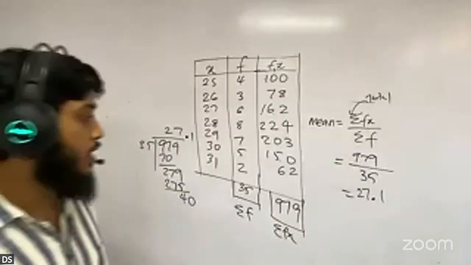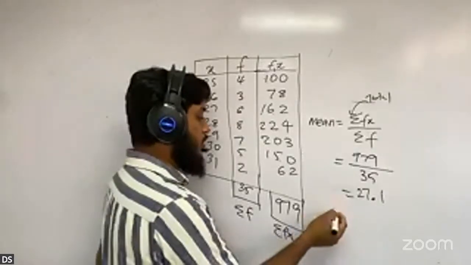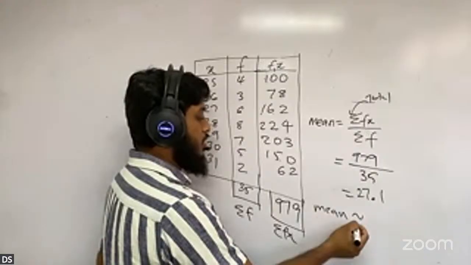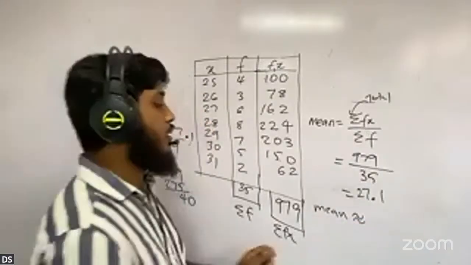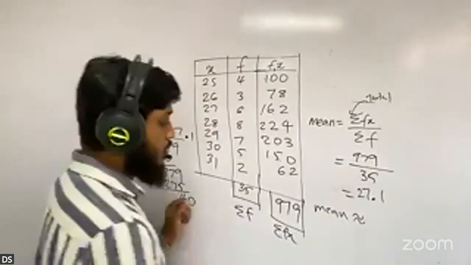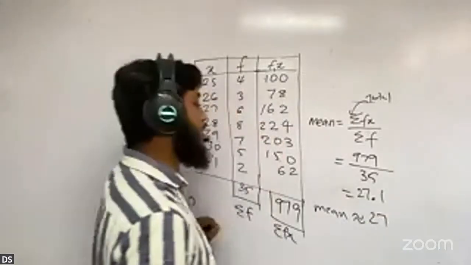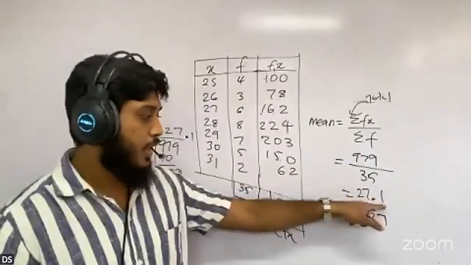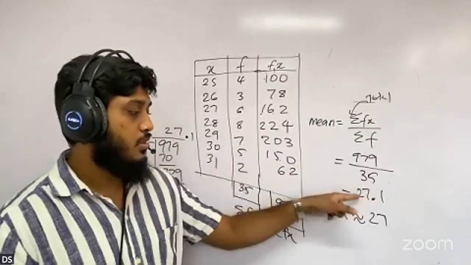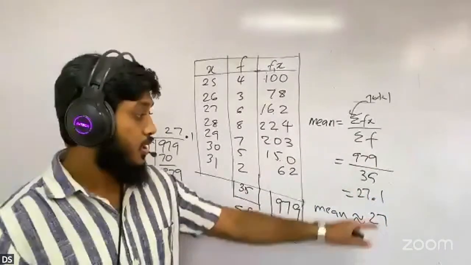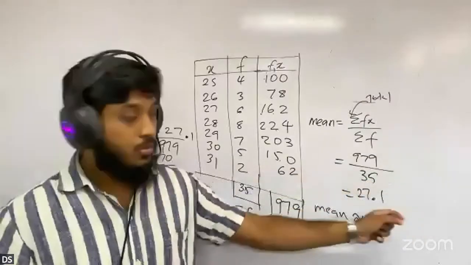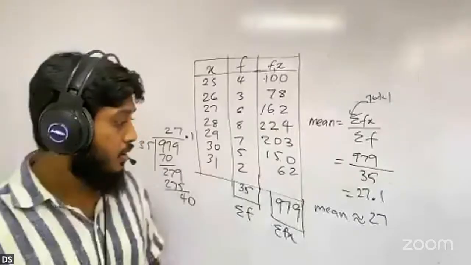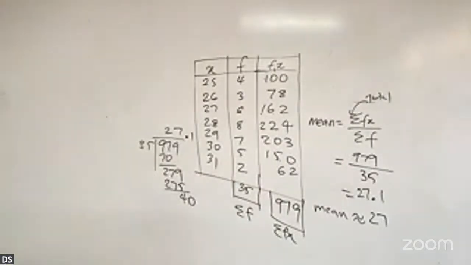Finally you can write mean is nearly equal to 27 kilo. You have to see the next decimal point. If it is 4 or less, it stays at 27. If it is 5 or more, it will go to 28. Here the mean is 27. Mark this. And the second question.